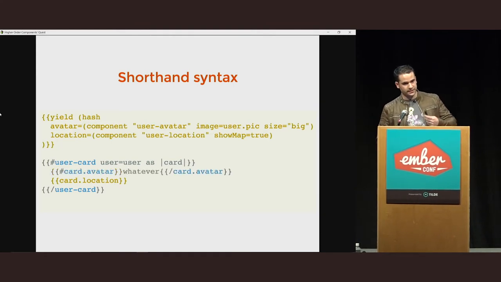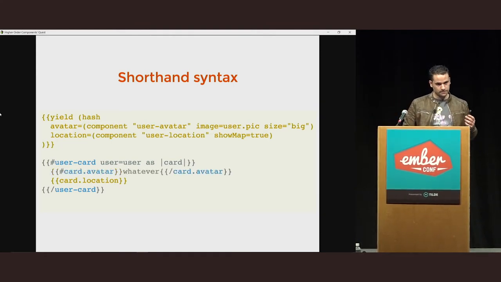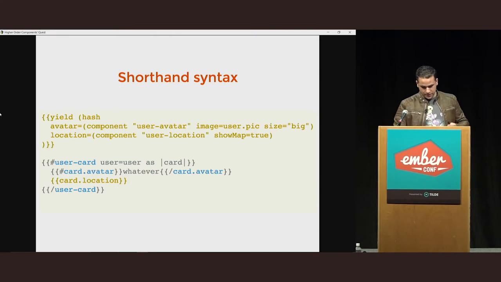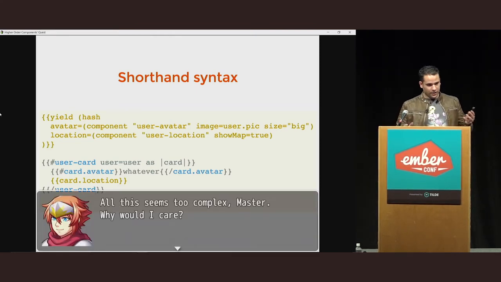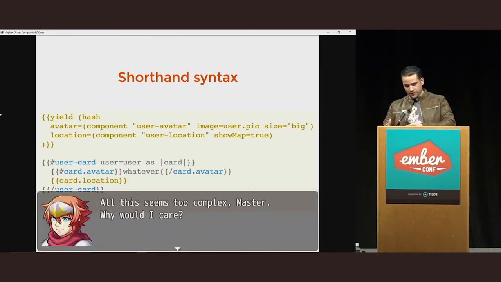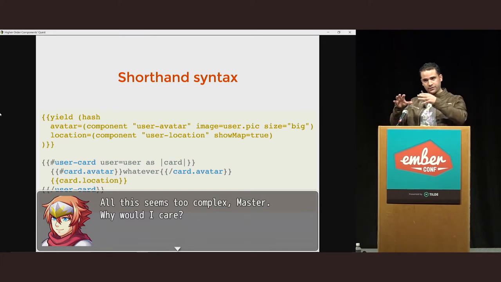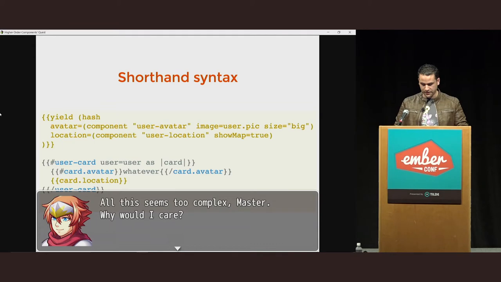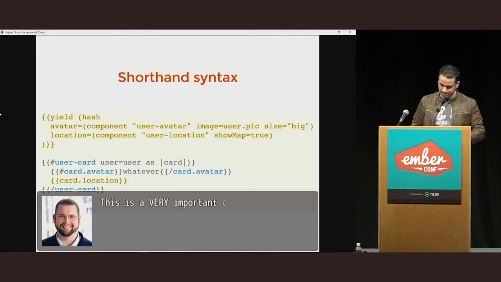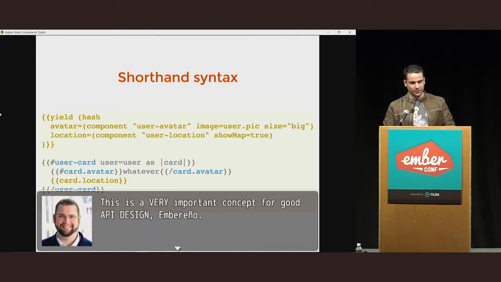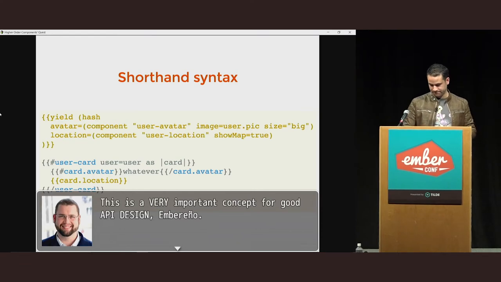Another key thing is that this approach of having components yielded from another component means each component retains its ability to have blocks. This is key. So this seems very complex, creating components, passing some values, yielding outside so you can render them again, maybe complementing the arguments with some other arguments. But this is a very important concept for API design.